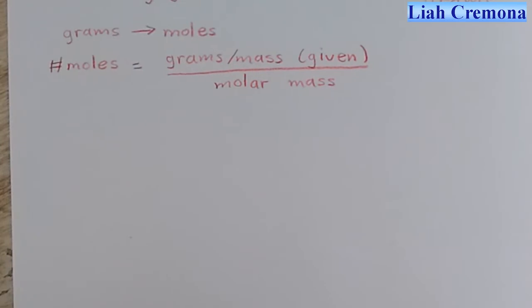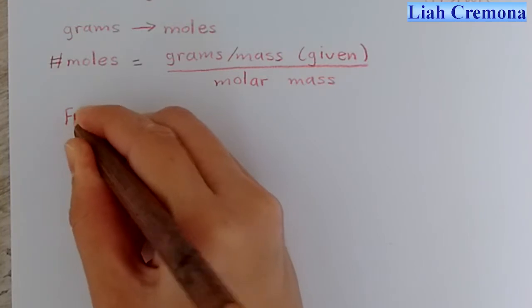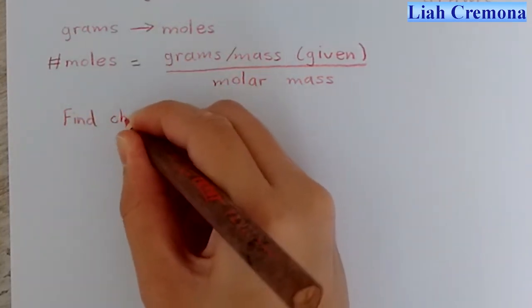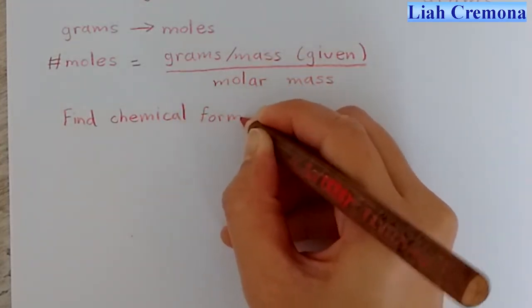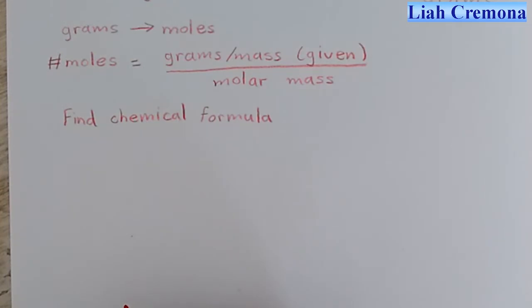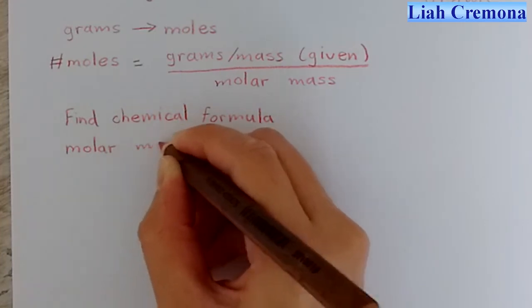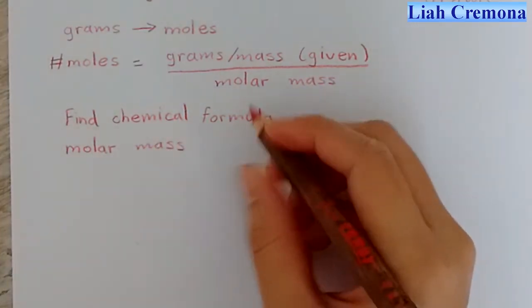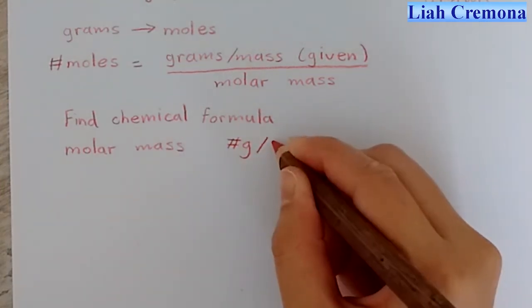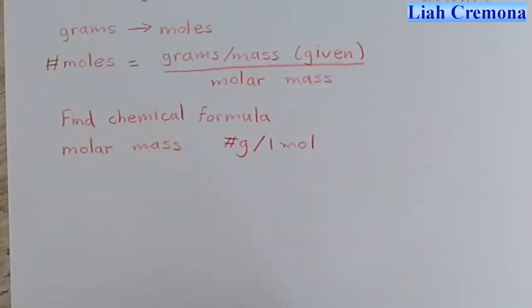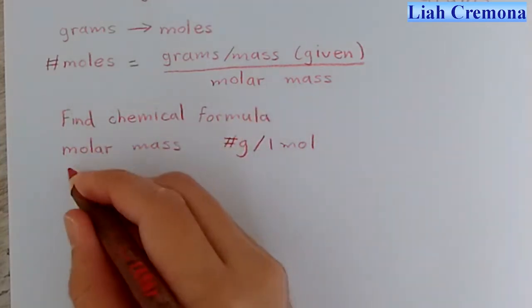So the first step is to have the chemical formula. After that, you will find the molar mass of that compound, which will be counted as some number of grams per 1 mole. And then you calculate the number of moles by using this formula.